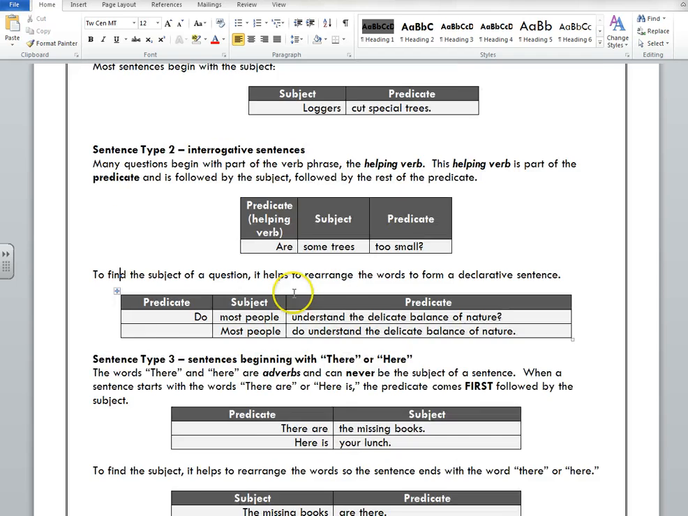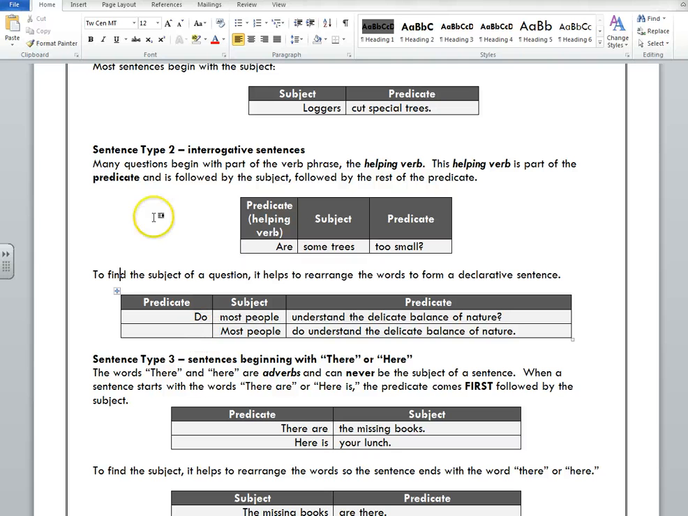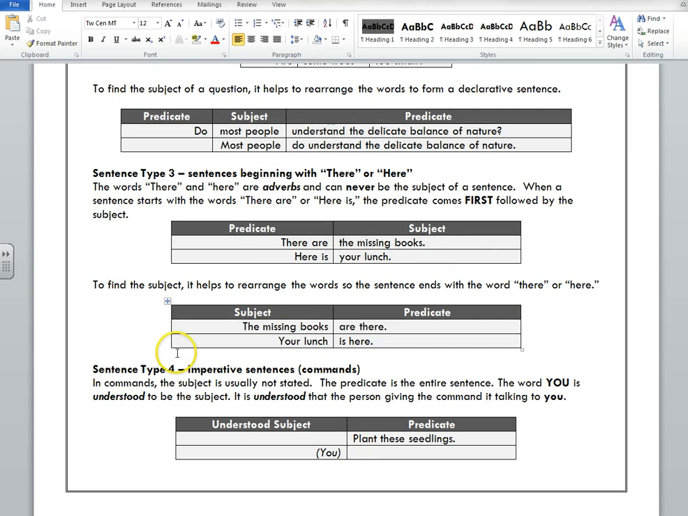So for your assignment, what I would like you to do is pick one of these sentence types, either 2, interrogative sentences, 3, a sentence beginning with there or here, or 4, an imperative sentence. Pick one, write a sentence, and then identify for me the subject and the predicate. The subject you can identify by bolding it, and the predicate you can identify by italicizing it. Okay, and remember the simple subject is on one side and the verb is on the other.